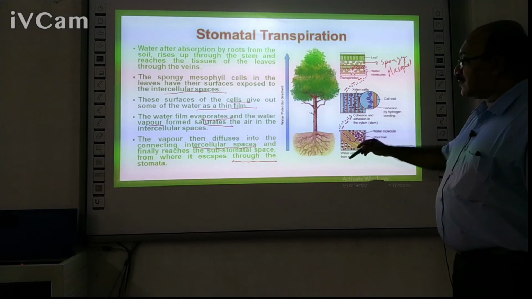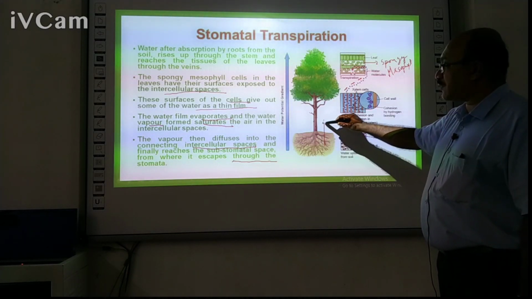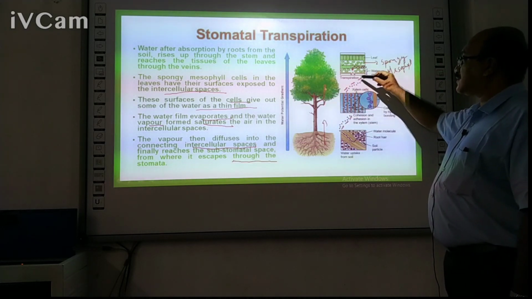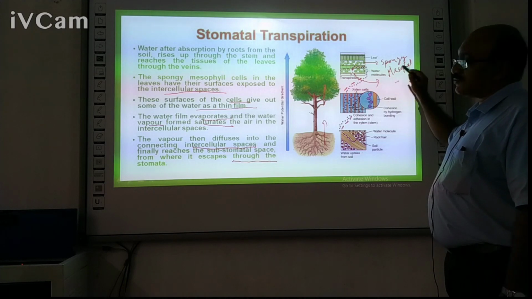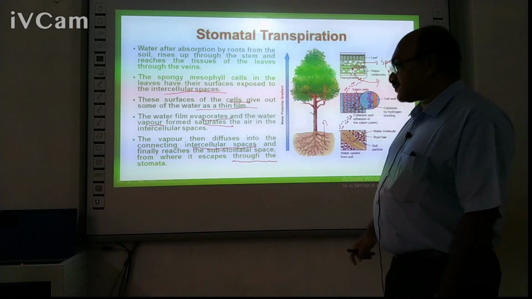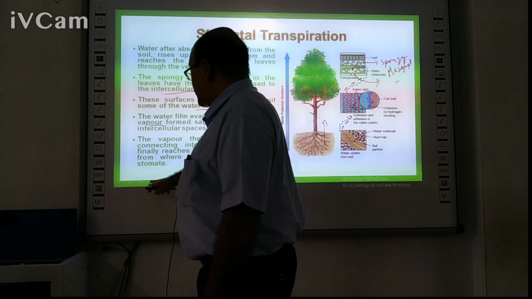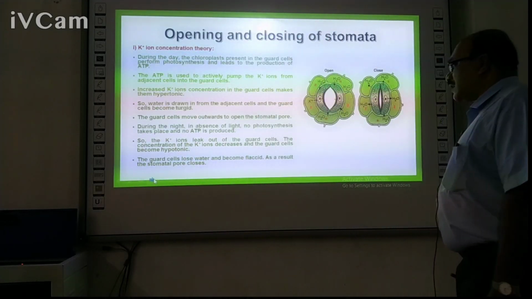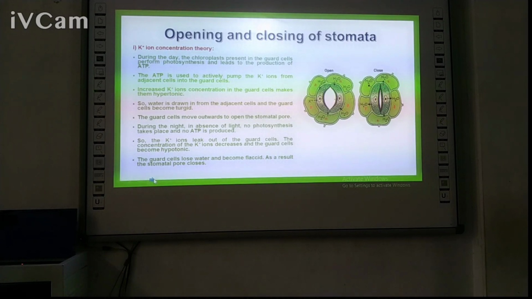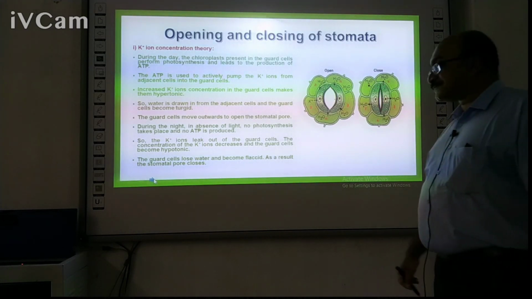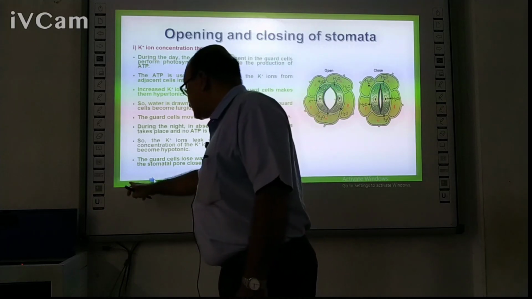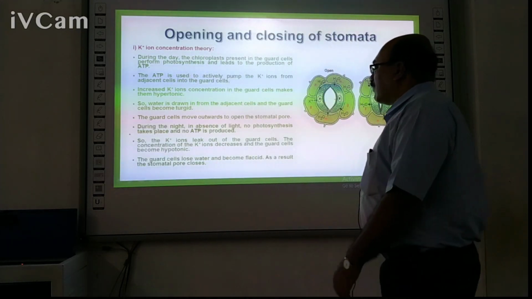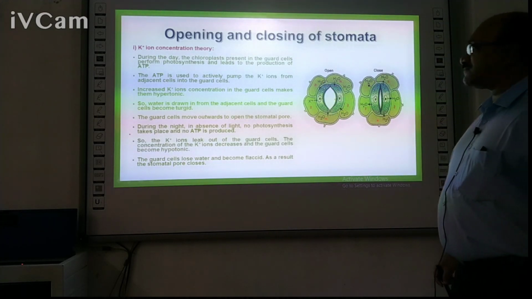This is the pathway. From the roots, the water is absorbed, reaches the leaves, and from the leaves it is lost through the stomata, it goes out. That is how stomatal transpiration takes place. Now, let us see how the stomata opens and closes. There are two theories which describe the opening and closing of stomata.